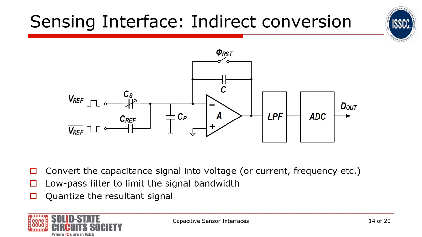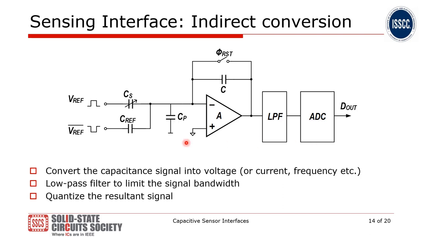Now we move to the discussion of the sensor readout. We can typically classify them into two types, direct conversion and indirect conversion. This slide shows the indirect conversion approach, and in this architecture, the sensor signal is first converted into an electrical one with a capacitive bridge. It can be converted into a voltage as shown here, but can also be other quantities like a current or a frequency, depending on the actual implementation. It is then amplified and low pass filtered to cut off the wideband noise, and then followed by an ADC.